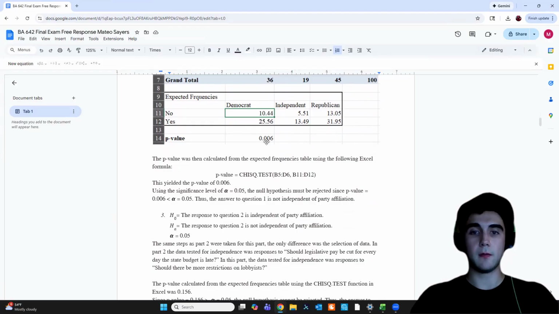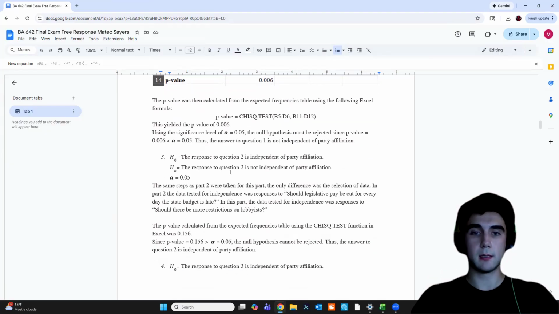This gave us a p-value of 0.006, which is smaller than the alpha of 0.05. Thus, the answer to question one is not independent of party affiliation because when the p-value is less than the alpha value, then we reject the null hypothesis.